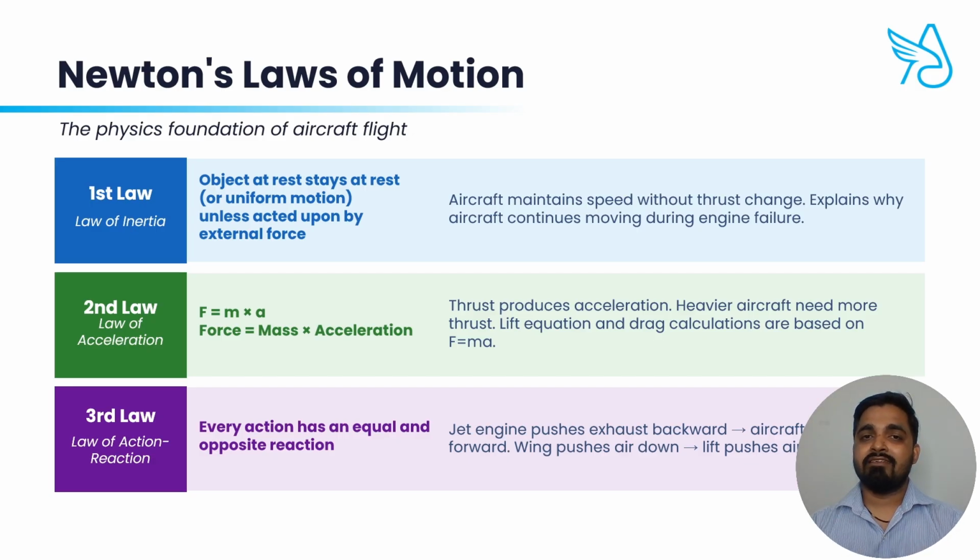This explains everything. A heavier aircraft needs more thrust to accelerate. Lift equation, drag equation, everything is derived from this law. So, if you want your drone to climb faster, you need more thrust force. Newton's third law of motion states that every action has an equal and opposite reaction. This is the most exciting one for drones. The spinning propeller pushes the air downward and in reaction, the drone is pushed upward. Absolutely everything in propulsion comes from this third law.